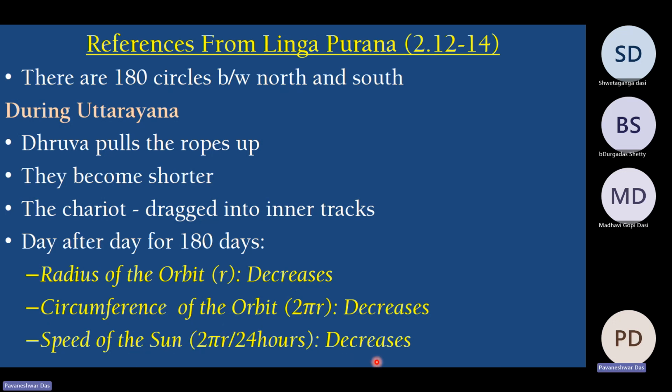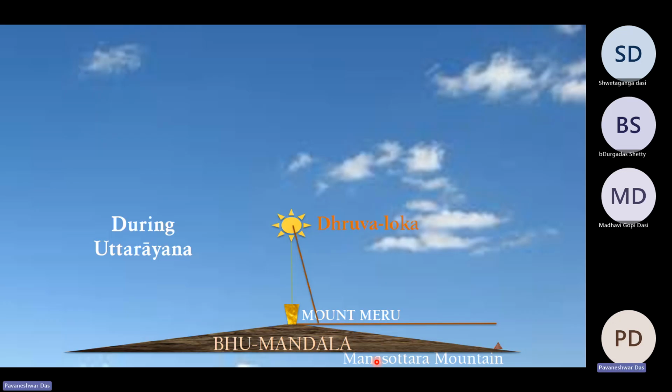The speed of the sun also reduces because the sun has to complete one round in every 24 hours. When the radius of the orbit is reducing, the total circumference also reduces. The total distance traveled by the sun's chariot becomes less, so the sun's speed becomes less. You see here now, the sun is here. This is the rope with which Dhruva is pulling. As he pulls, day after day, the sun is moving towards Dhruvaloka.